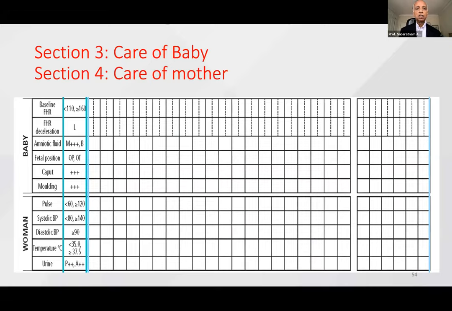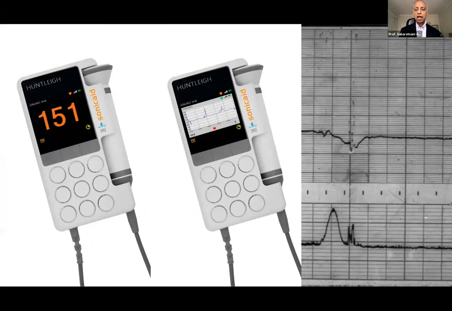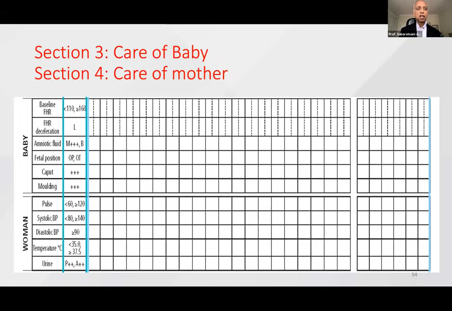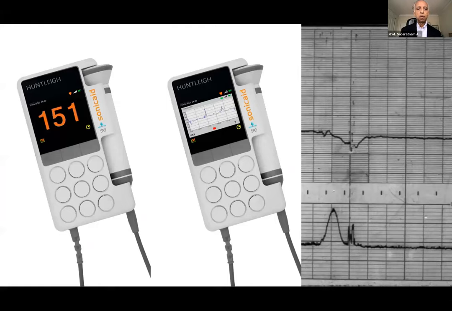Section 3 and 4 is about care of the baby and care of the mother. Care of the baby includes fetal heart rate monitoring, amniotic fluid, and fetal position, caput and molding. And 4 is about woman, the blood pressure, pulse, everything. And as you could see, they also wanted to find out whether there are late decelerations. That is the alert parameter. As you could see, L here in the second column is L. So nowadays there are monitors which are available, which not only gives the rate, but also graphical display.